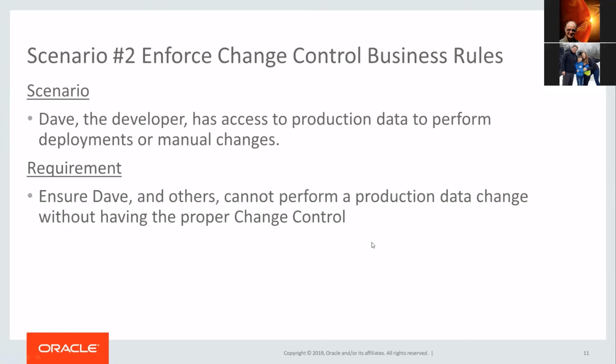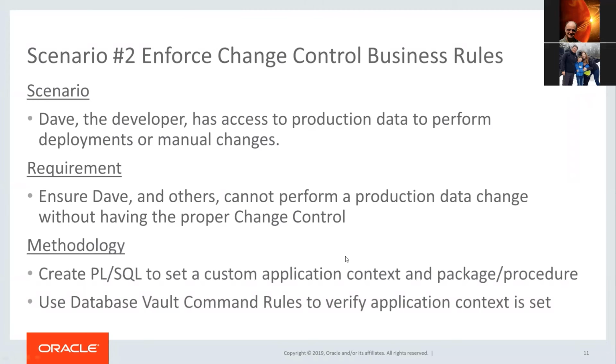So our security team has said that we need to ensure that Dave and others cannot perform a production data change without having the proper change control. Yeah, it's easier said than done, right? But we're going to use Oracle Database Vault, and we're going to enforce that at the database layer. We're going to create PL/SQL. We're going to create a custom application context. We're going to use our package and procedure that we create. And then we're going to have a Database Vault command rule to verify that our application context is set.